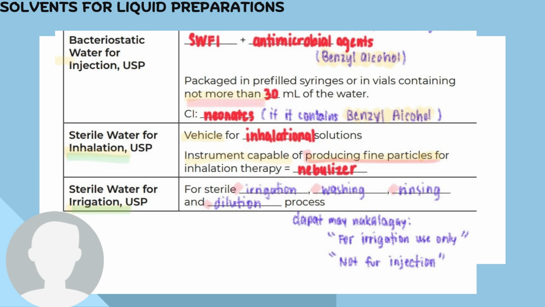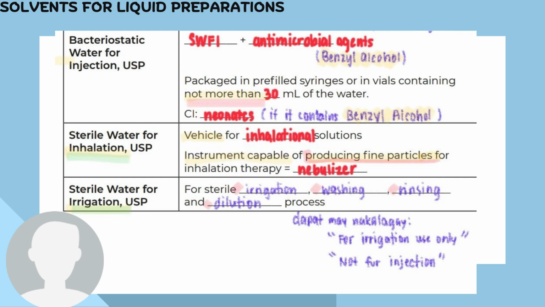Okay, summary for the three: bacteriostatic water for injection (USP). It is used for multi-dose and not for neonates, kay naa siya'y benzyl alcohol. Okay? It can cause benzyl alcohol toxicity for neonates. And the description or use: sterile water for injection plus antimicrobial agents.